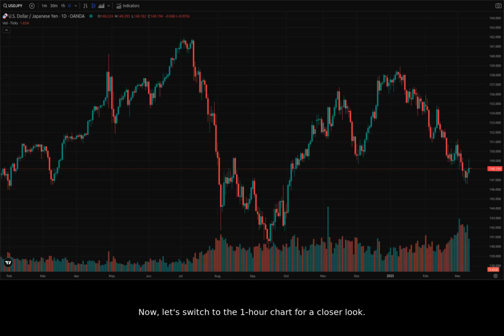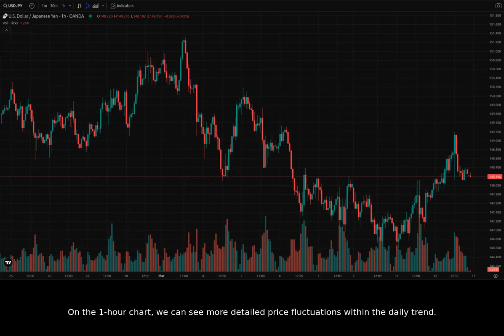Now, let's switch to the 1-hour chart for a closer look. This time frame can help us identify more immediate trends and potential entry/exit points. On the 1-hour chart, we can see more detailed price fluctuations within the daily trend. Let's focus on the last few days, from March 8th to now, March 12th, to analyze recent price action. We can see consolidation followed by a bump upwards.